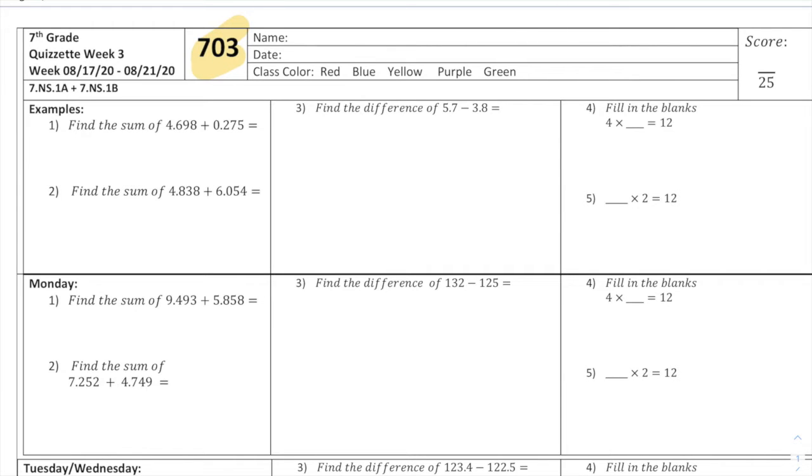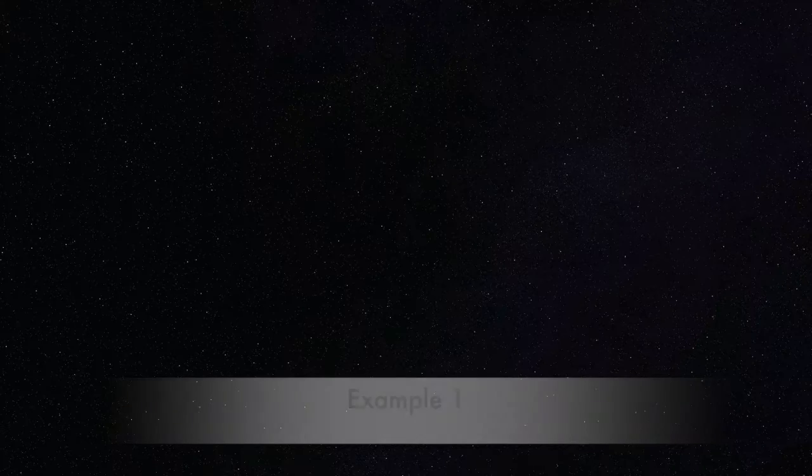So, week 3 Quizzette. Normally, you'd be getting this on a piece of paper, but since we're doing this virtually, you're going to get a virtual Quizzette this week.